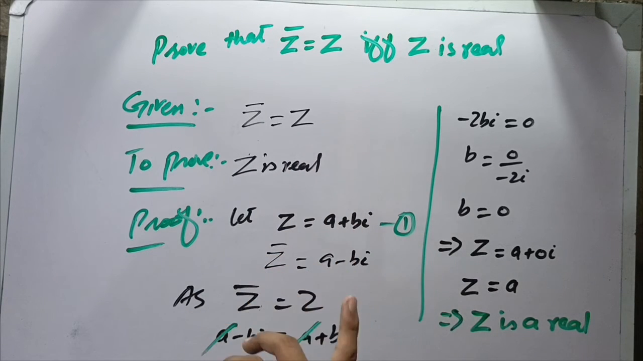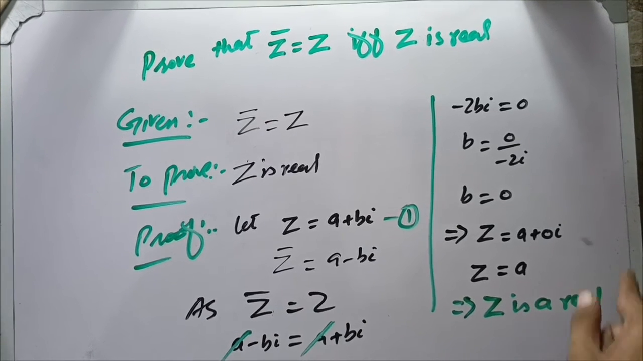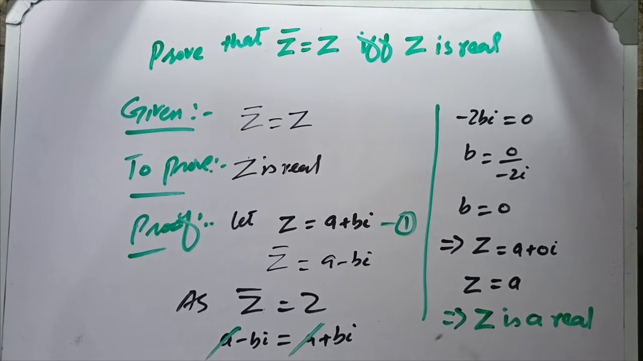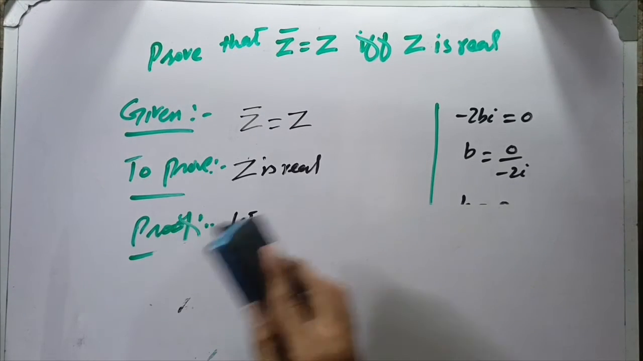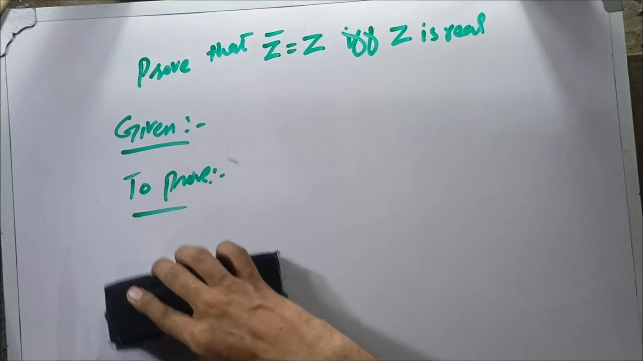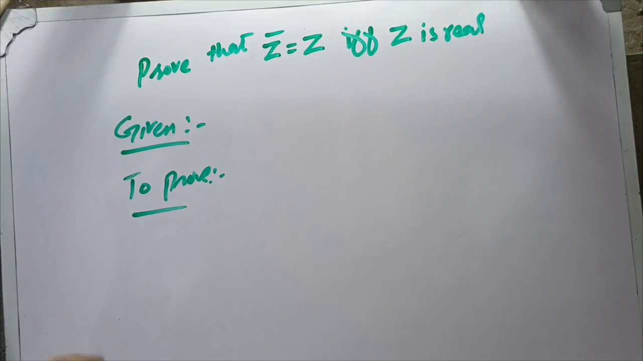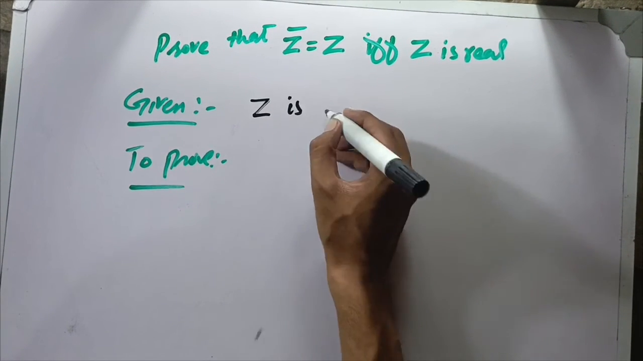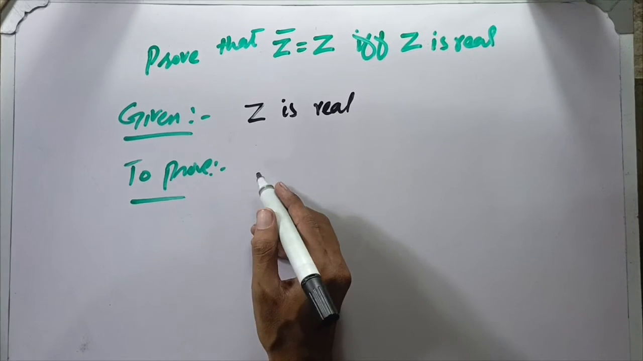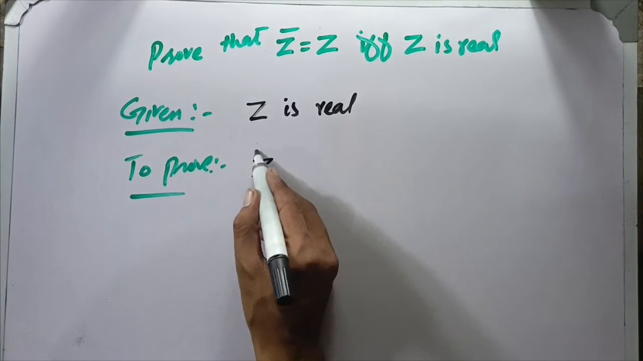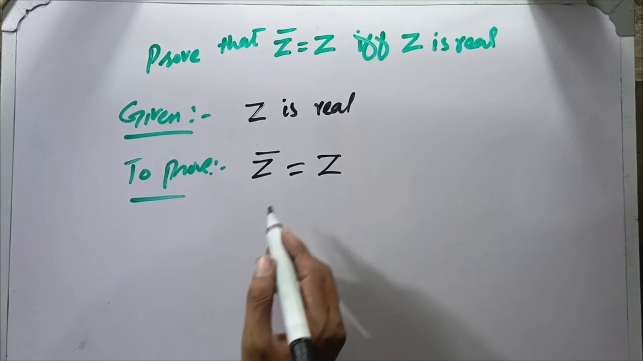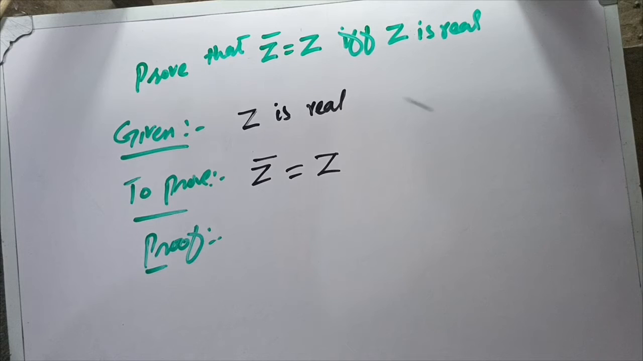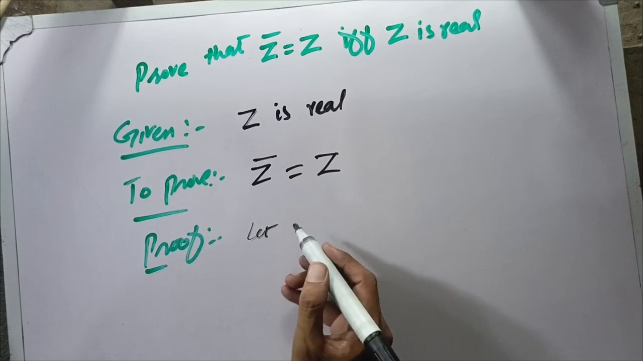Now we are going to prove it conversely: if z is real, then we have to prove that z conjugate is equal to z. For that, let me erase it. So the converse proof is that if z is real, then we have to prove that z conjugate is equal to z. So for the proof, what are we going to consider? We are going to consider let.